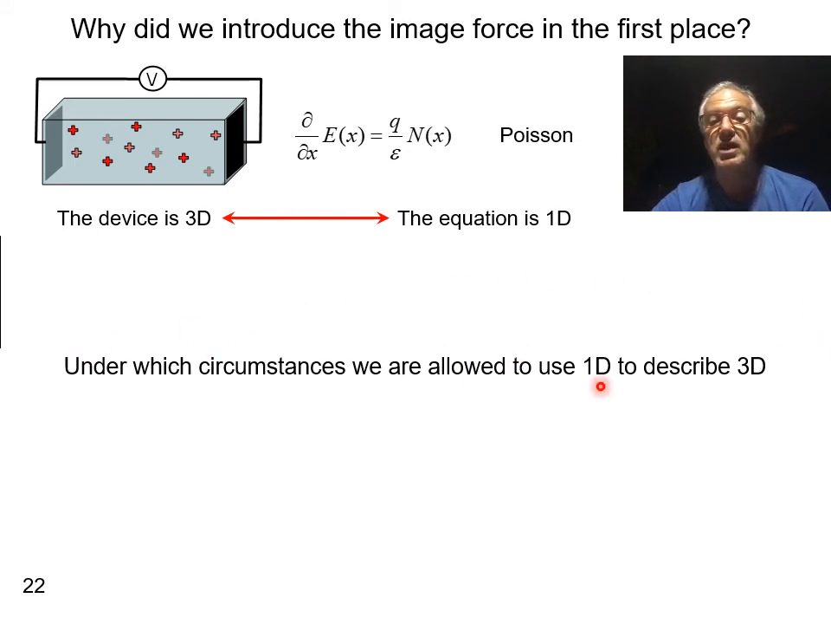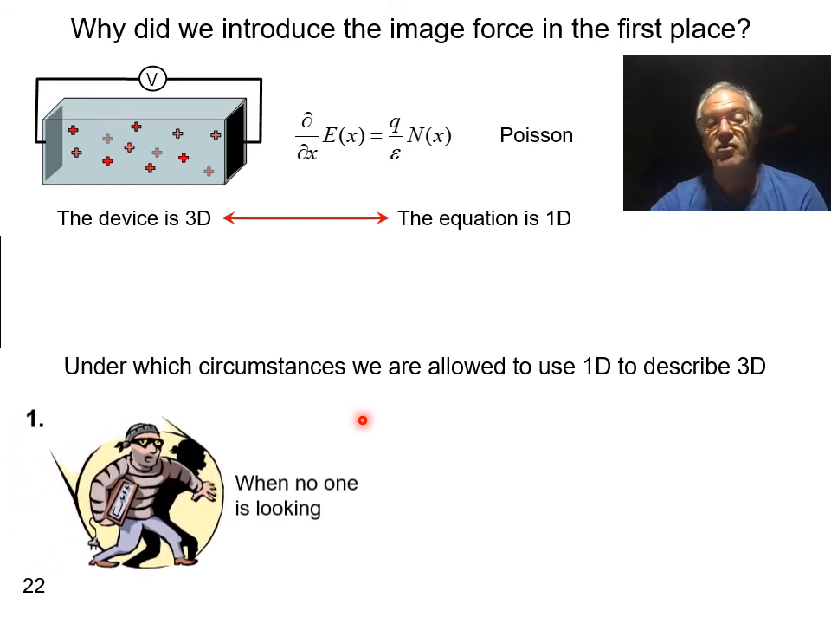And while we ask that and try to answer it, we'll really discover why we need to introduce that correction of the image force. So basically, when are we allowed to do that? So of course, if no one is seeing, you can do whatever you like. But from a more mathematical point of view, we know that if the other derivatives are zero, or that everything is constant in the other two directions in the plane of the contacts, then it's okay to think of the problem as 1D.